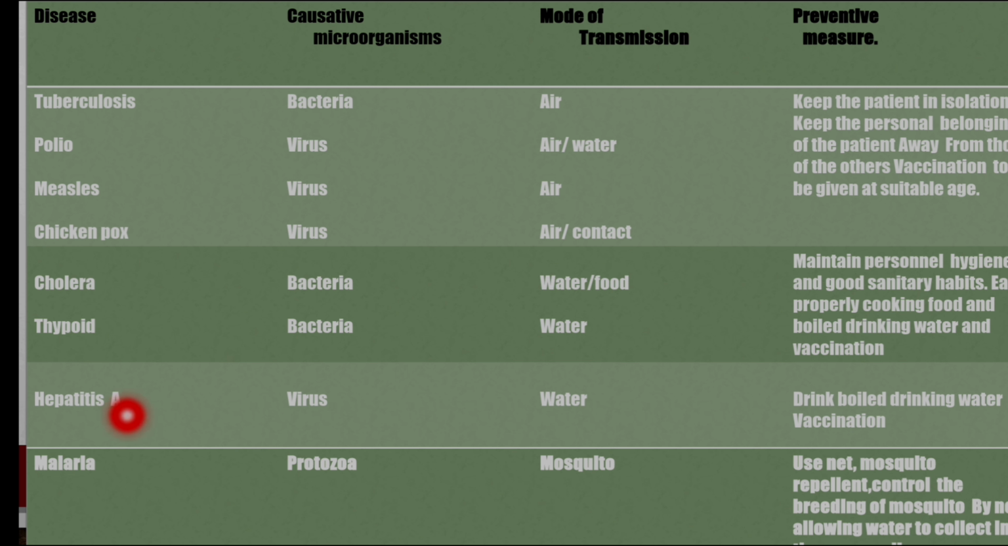Next, hepatitis A is caused by a virus. The mode of transmission is water. Drink boiled water, and vaccination is a must. Malaria is caused by protozoans and the mode of transmission is the mosquito. The mosquito is a carrier here. Preventive measures: use a net and mosquito repellent, and control the breeding of mosquitoes. Already we discussed that. Clean your surroundings. Don't allow wastewater to collect in your surroundings. Cleaning your surroundings is very, very much a must here.